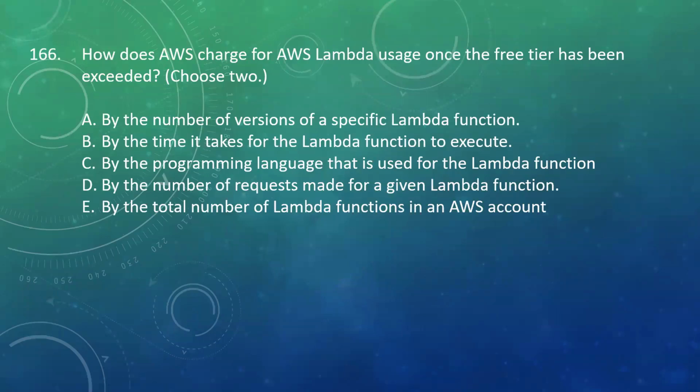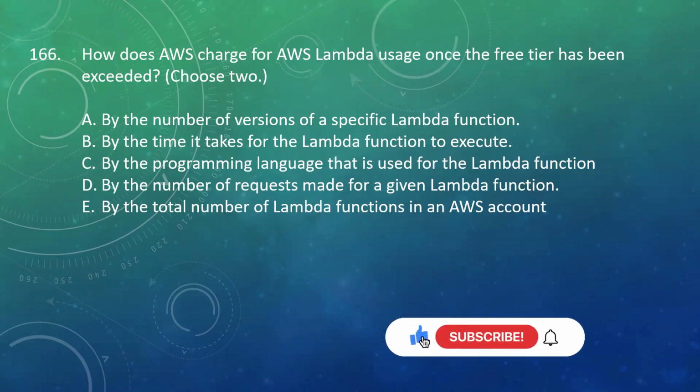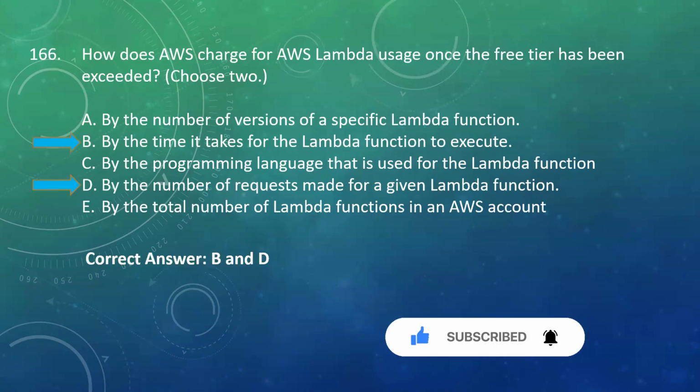How does AWS charge for AWS Lambda usage once the free tier has been exceeded? You need to choose two options. By the number of versions of a specified Lambda function, by the time it takes for the Lambda function to execute, by the programming language that is used for the Lambda function, by the number of requests made for a given Lambda function, by the total number of Lambda functions in an AWS account. And the correct answers here are option B and option D.